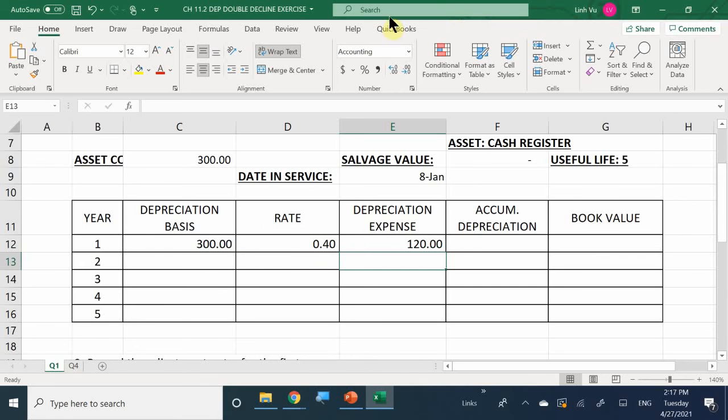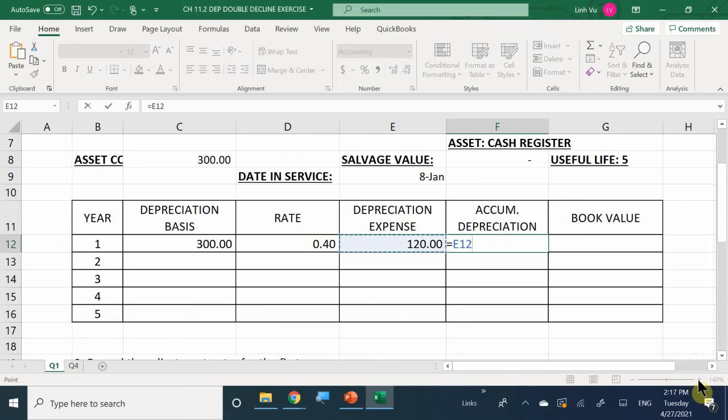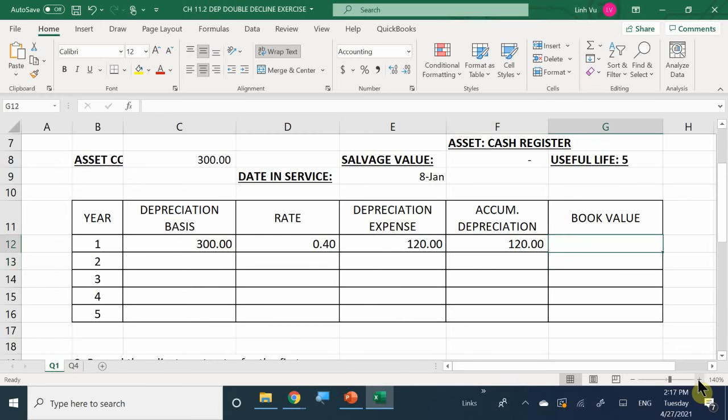Okay? So therefore, what's my accumulated depreciation for year 1? 120. It's going to be the same, 120. So then what's going to be my book value?